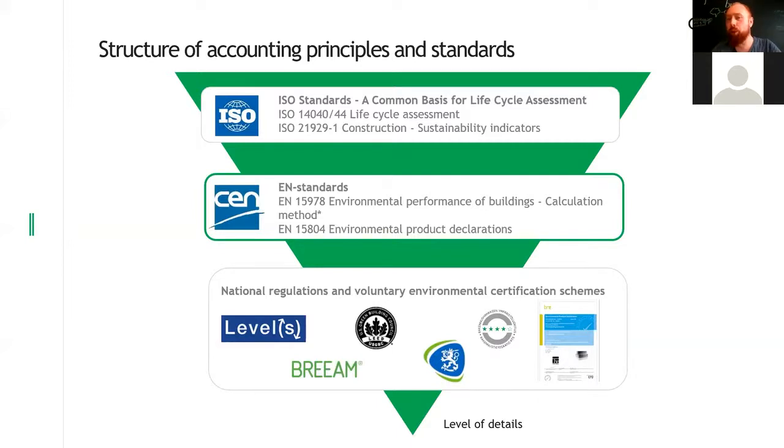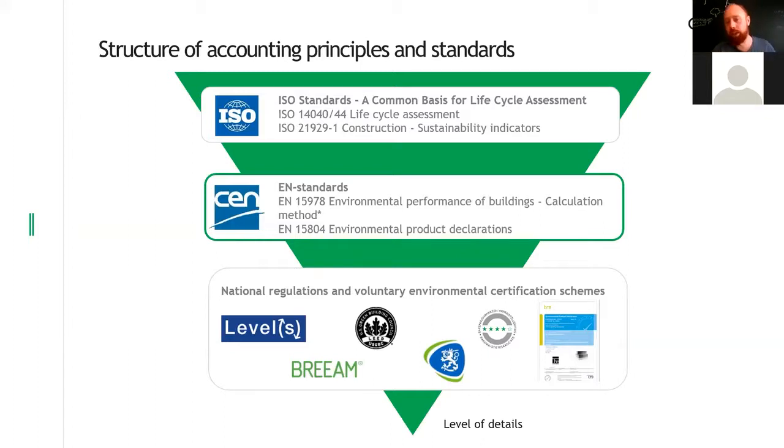More familiar in Europe are the EN standards, which were basically made to encompass more than the basic ISO standards. The most important standards here are the EN 15978, which are for building LCA calculations. And then we have the EN 15804, which are important for product LCA. So when manufacturers basically want to record the emissions of their products.